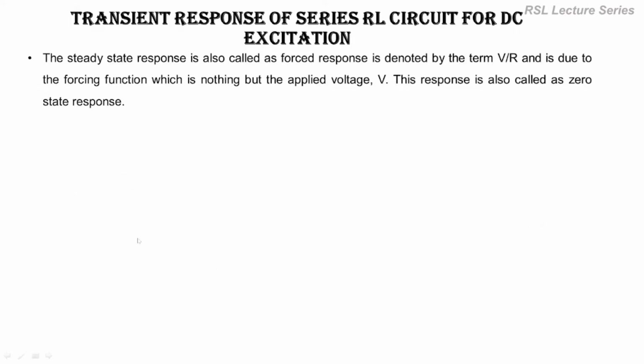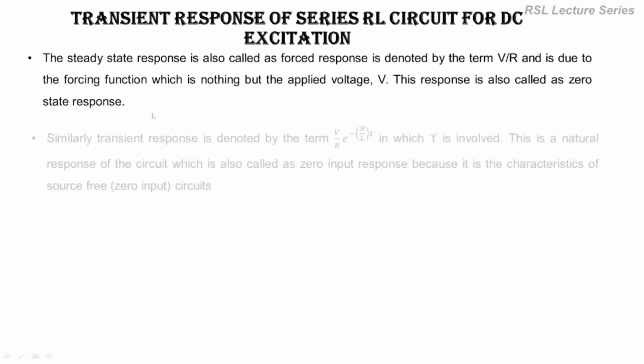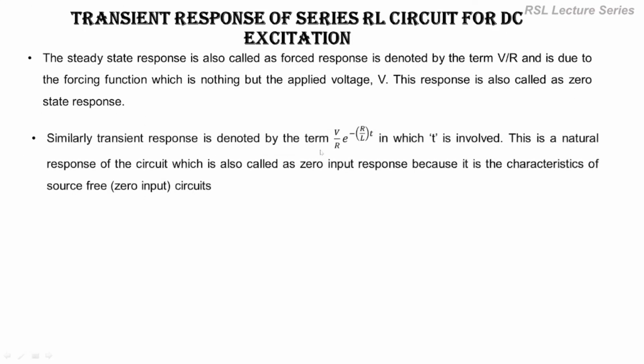Now the steady state response is also called the forced response, and it is denoted by V/R. Already we have discussed this, and it is mainly due to the applied voltage. This response is also called the zero state response. Similarly, the transient response is denoted by the term V/R into e^(-R/L · t). Here t is involved. This is the natural response of the circuit, which is also called the zero input response, because it is a characteristic of the source free input. Source free means zero input circuits.